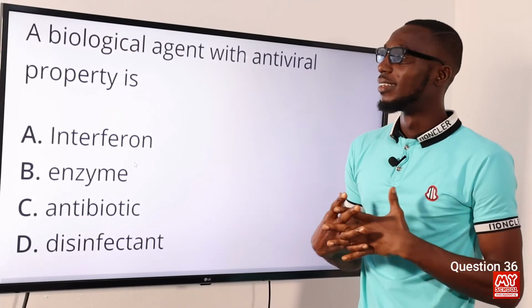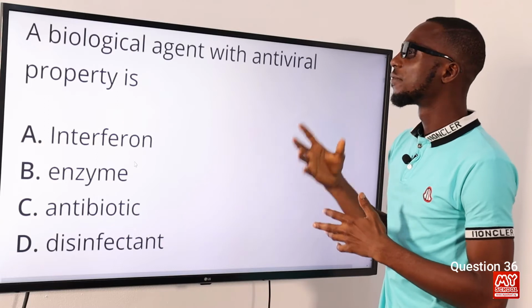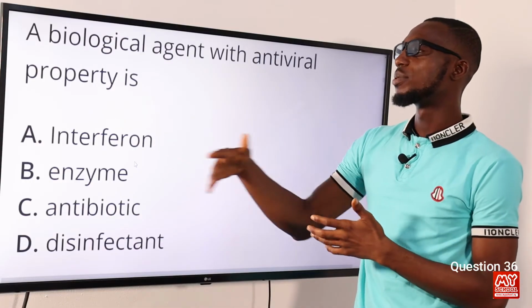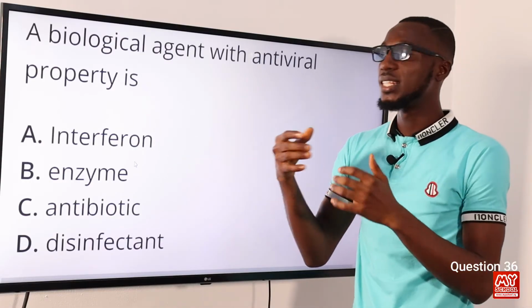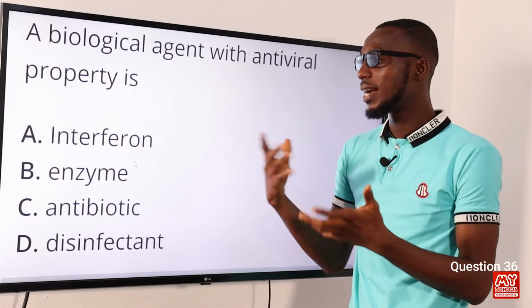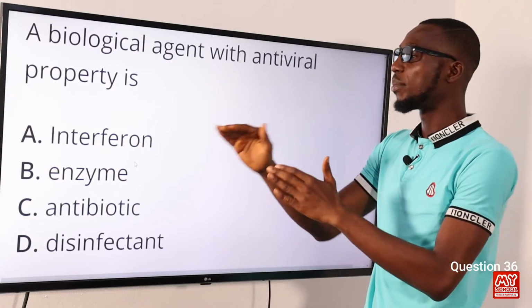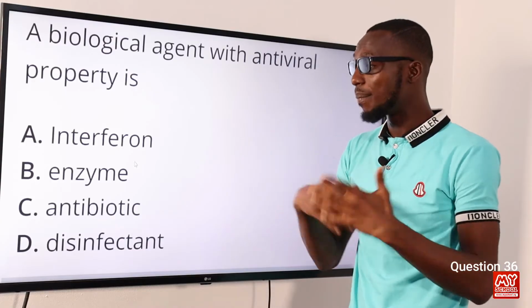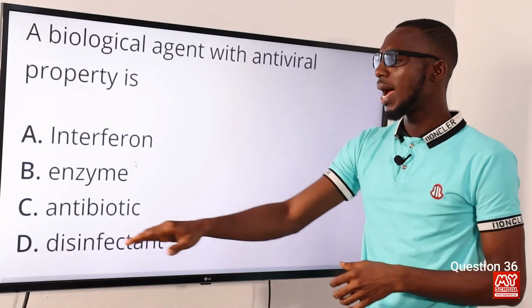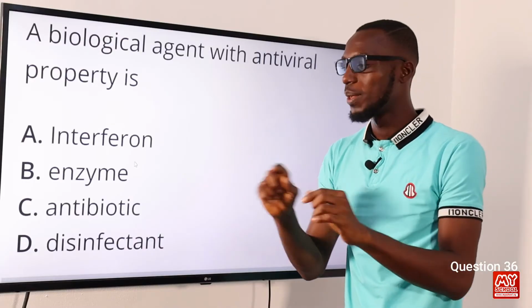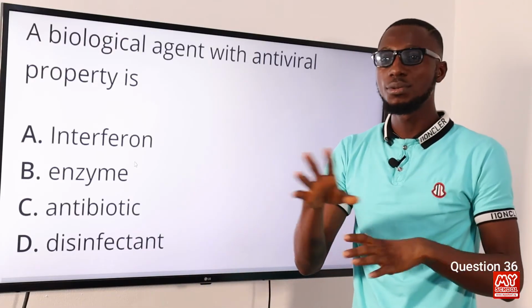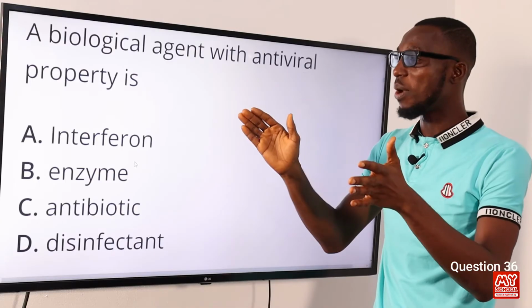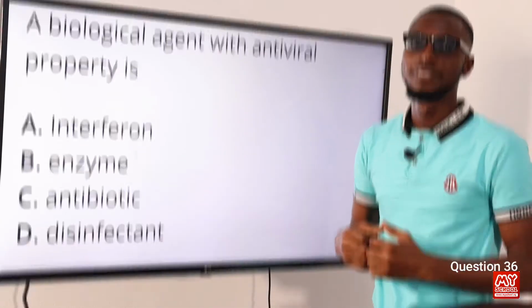Question 36. A biological agent with antiviral property is what? It is interferon. Your body actually makes this when it senses the presence of virus or other kinds of intruders. So basically, when you talk about interferon, you're talking about virus. So you can see antiviral here. Enzymes, we're talking about, I can put it forward, probably for digestion. Antibiotics also means antibacterial, so do not mix that up. Disinfectant is the chemicals you use to sterilize surfaces, to clean up surfaces. So the correct option here is option A for the interferon.